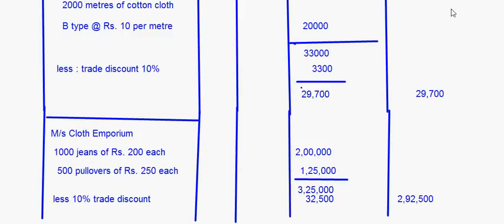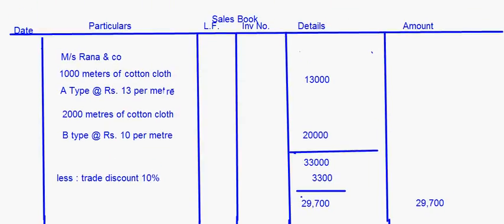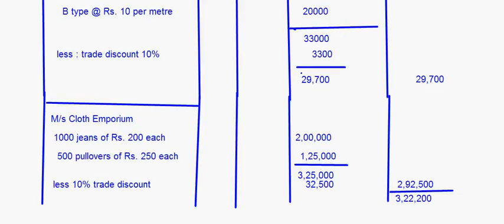And then these are the only two transactions that we have in this example. So I'll total this, right? So 2,92,500 plus 29,700, that comes to 3,22,200, right? Now once this is done, this is the sales book that we have drawn, right? So the first transaction here, Messrs. Rana and Company, and then the next one, Messrs. Cloth Emporium, right?